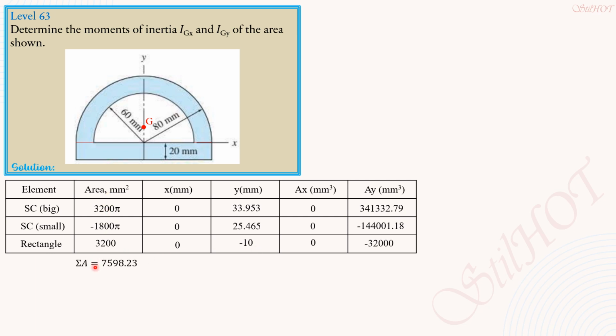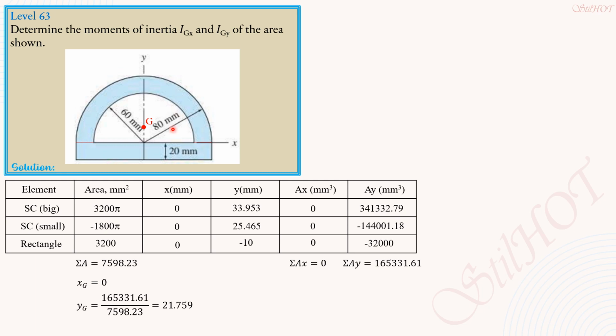So the summation of areas in decimal is 7598.23 mm square. Summation of area x is 0, summation of area y is 165,331.61. Therefore, xg is the summation of area x, 0, divided by the summation of area. Yg is the summation of area y divided by the summation of area, so yg is 21.759 mm.